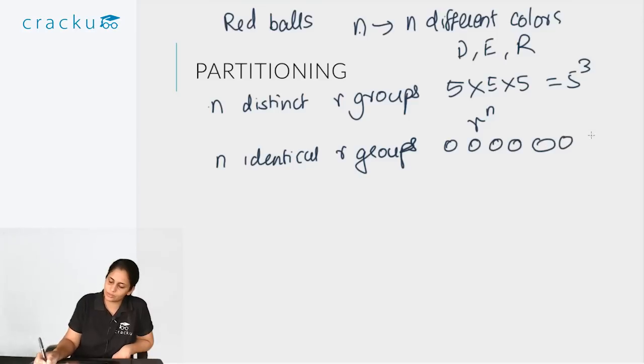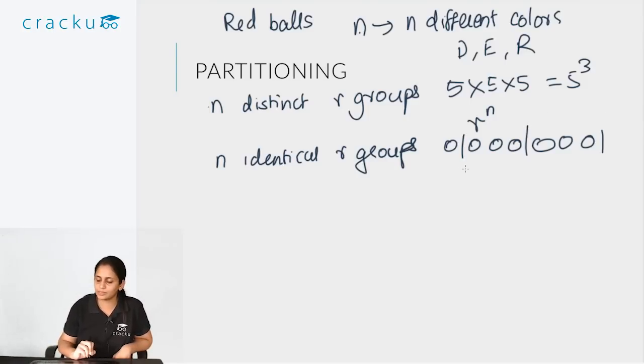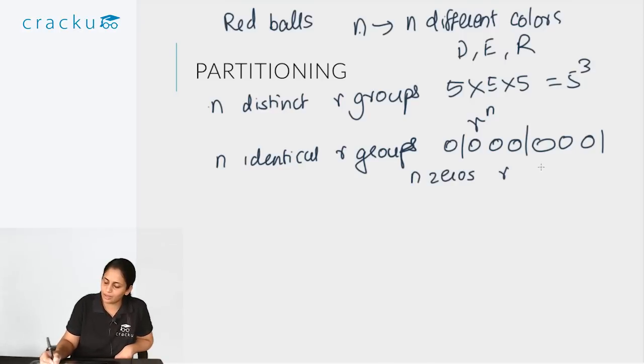So I have n zeros and I have to split them up into R groups. So I think of this that I have R minus 1 ones. So these are my R minus 1 ones. So I have n zeros and R minus 1 ones. Now I essentially have to arrange them. If I arrange them, I will get some combination of ones and zeros.